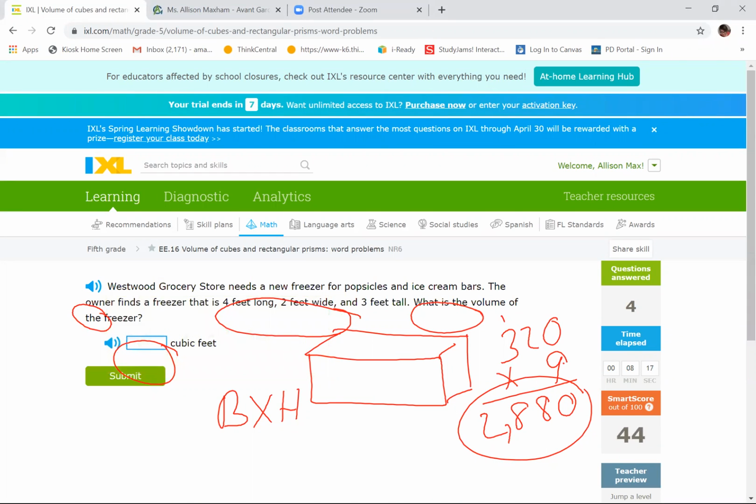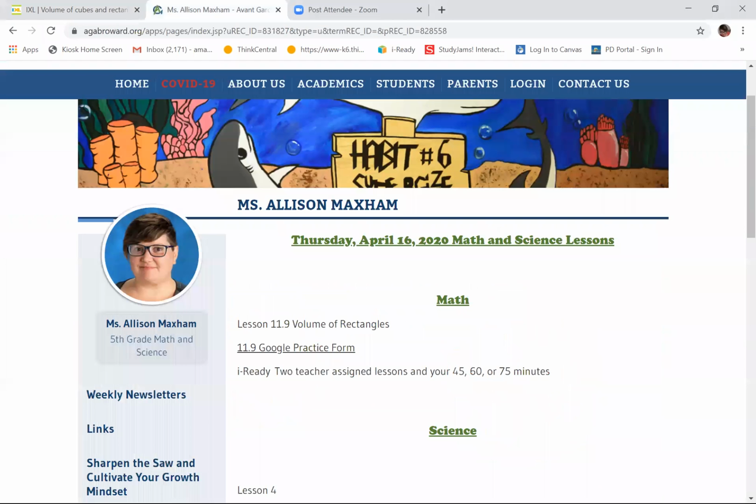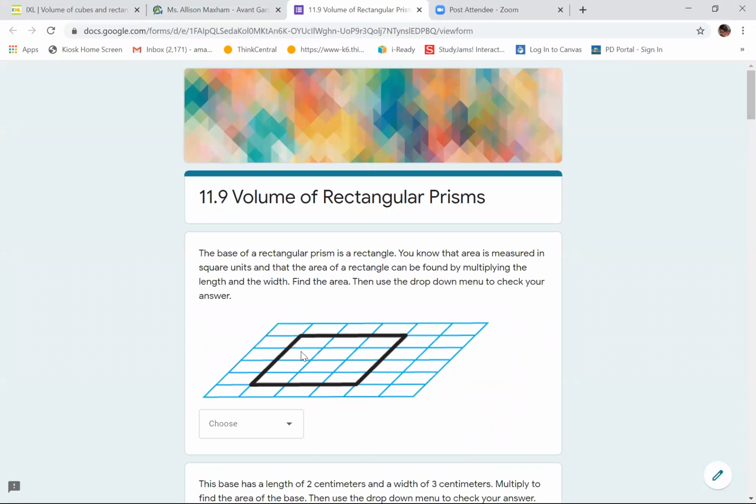Oh, thank you for helping me. I appreciate that. Okay, so now where you're going to go, let me get my mouse, there we go. Now you're going to go to this Google practice form, and I made this just for you because I love you and miss you so very much. You know what I did? I took all the pictures from the Go Math textbook. I copied them, I pasted them, and I made problems for you.